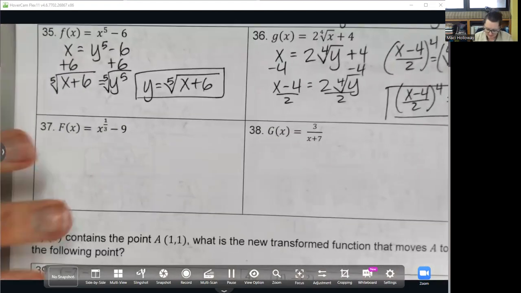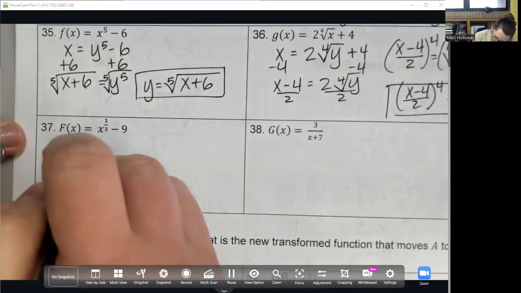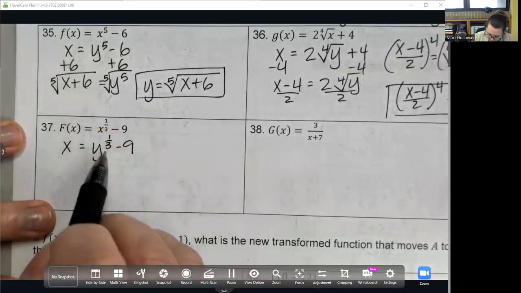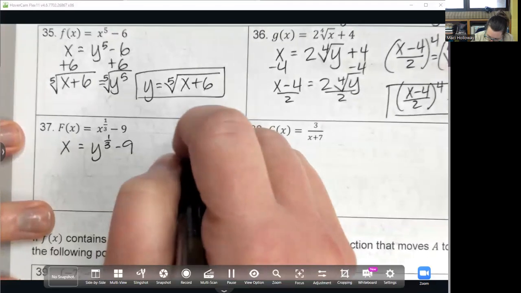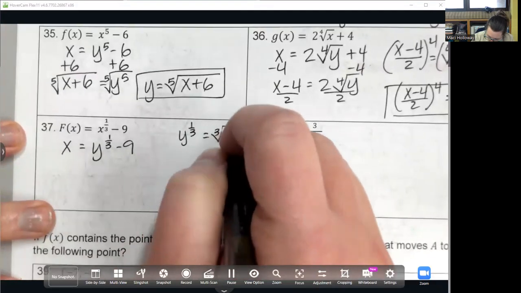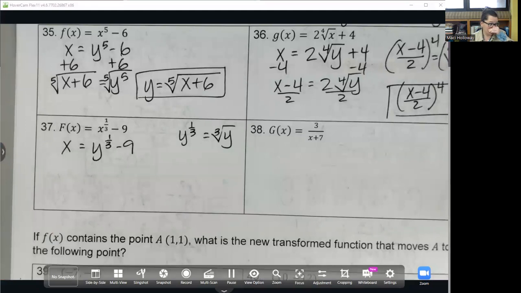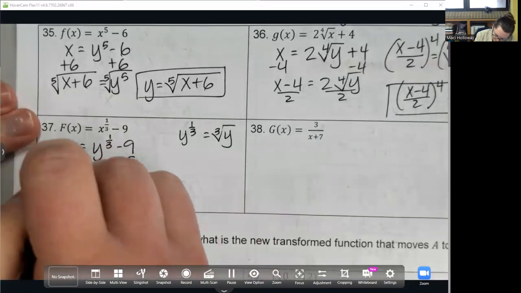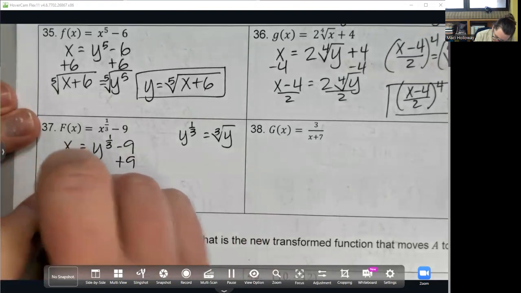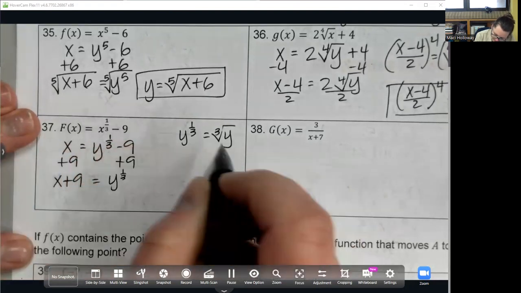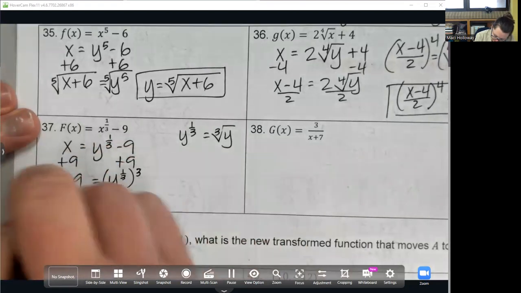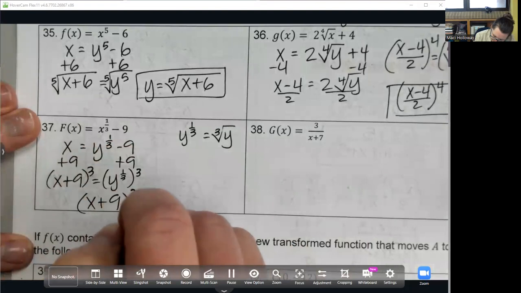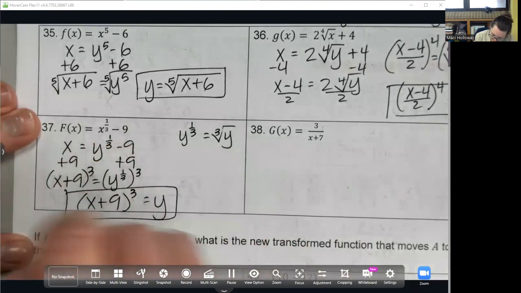All right, 37. Switch x equals y to the 1/3 power minus 9. You can think of y to the 1/3 power as the same as the cube root of y. They mean the same thing, so you can write it either way. But let's add 9 first. So we have x plus 9 equals y to the 1/3, and the opposite of that is raising it to the 3rd power. So we have x plus 9 to the 3rd power equals y. And that's your answer there.